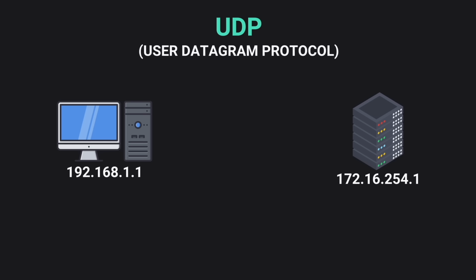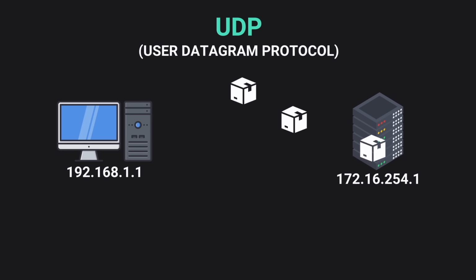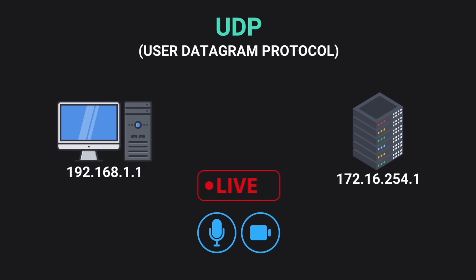In contrast, UDP is faster but less reliable than TCP. It doesn't establish a connection before sending data and doesn't guarantee the delivery or order of the packets. But this makes UDP preferable for time-sensitive communications like video calls or live streaming, where speed is crucial and some data loss is acceptable.